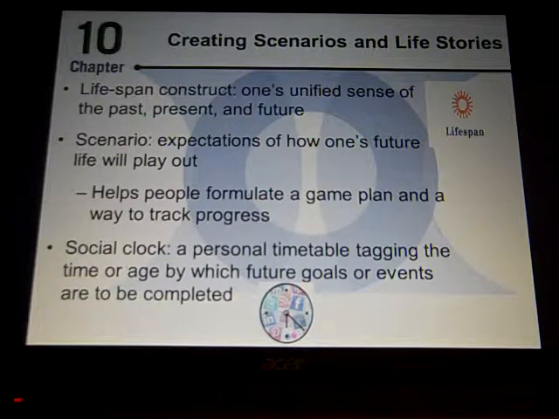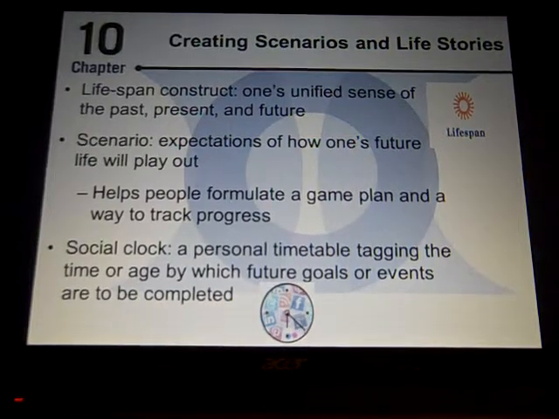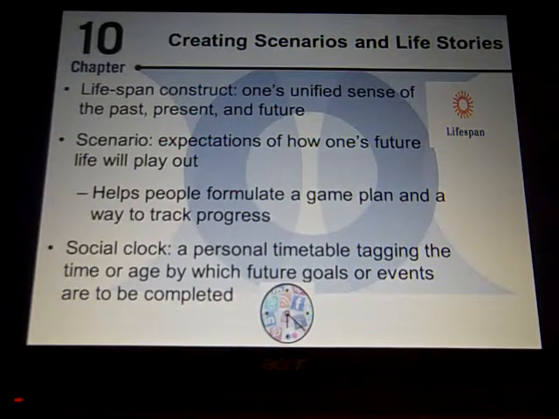We all have a lifespan construct. Even at your young age, you have a lifespan construct. You have this sort of unified sense of where you were, what you came from, past events, kind of what you're doing right now in high school with your boyfriends, your girlfriends, your families, your activities, and then what you're going to be doing in the future, where you're going to go to school, college, vocational stuff, whatever the case may be.